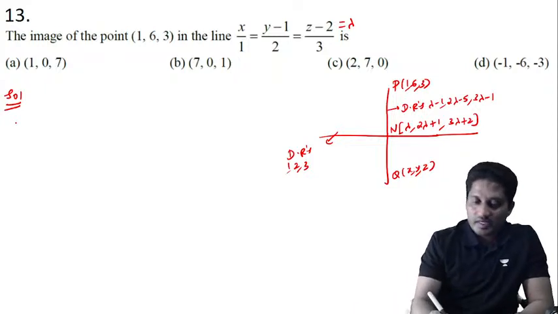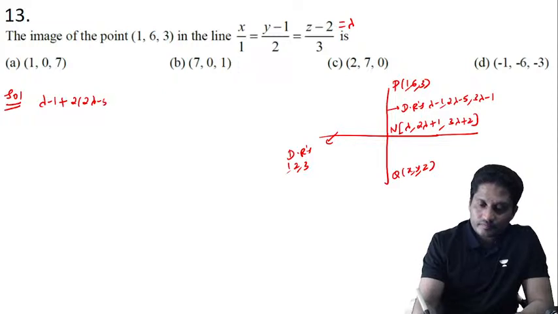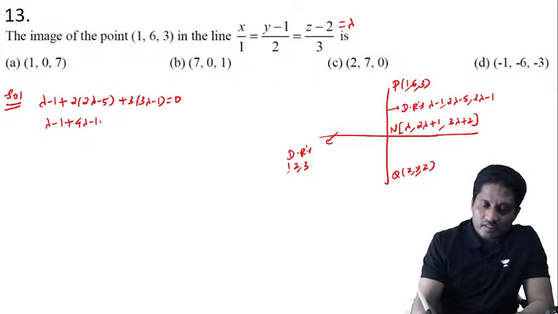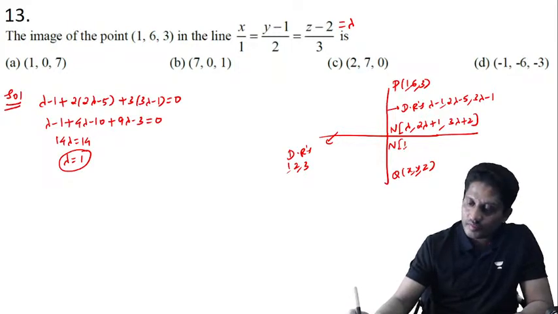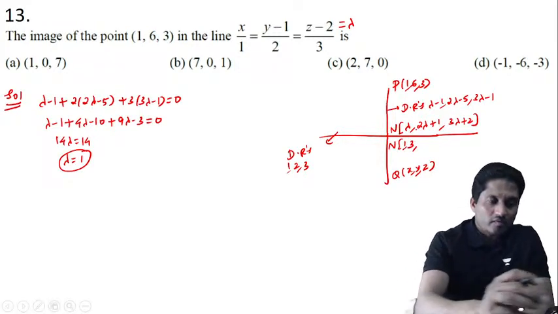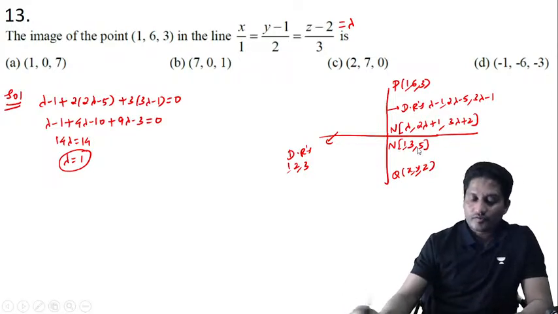Right, now if I multiply, you will get this as lambda minus 1 plus 2 into 2 lambda minus 5. Okay, plus 3 into 3 lambda minus 1 is equal to 0. So this is lambda minus 1, plus this is 4 lambda minus 10, plus this is 9 lambda minus 3, equal to 0. You get 14 lambda is equal to 14 and lambda is equal to 1. Lambda is equal to 1, so this becomes 1 comma 3 comma 5. This is the foot of the perpendicular.